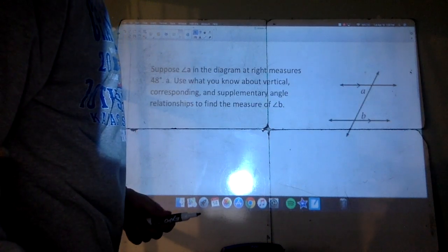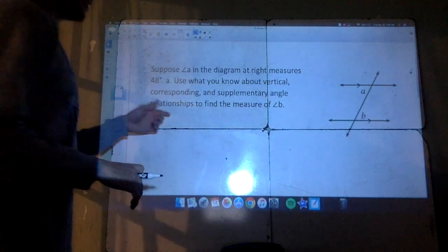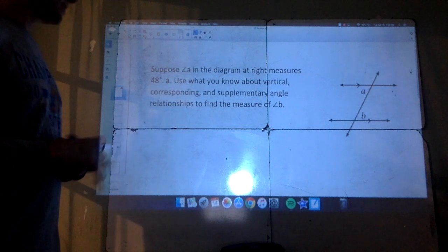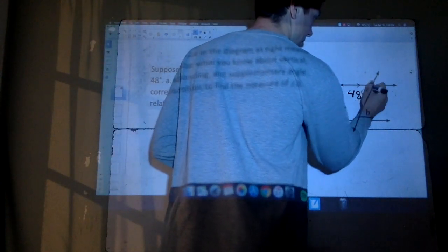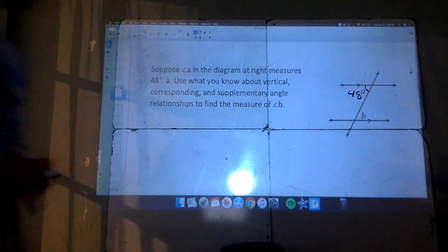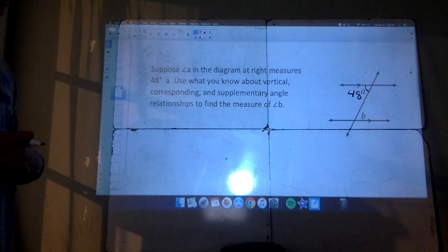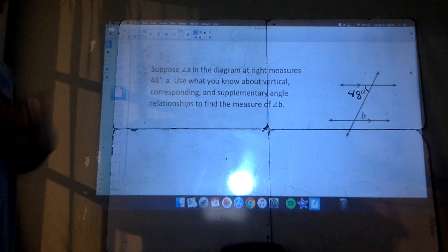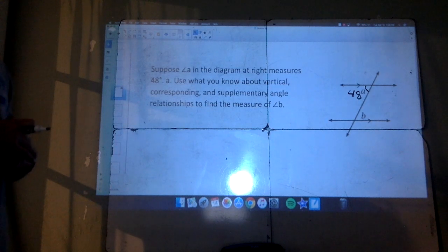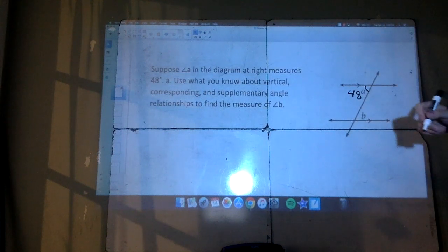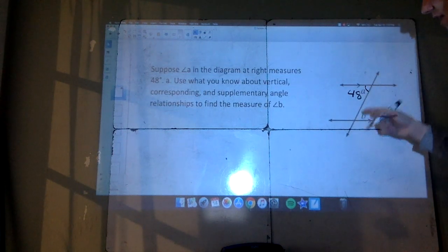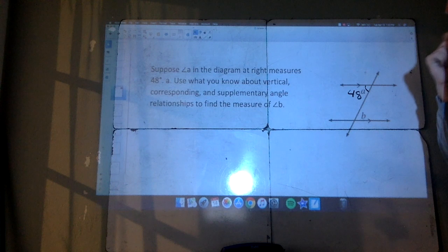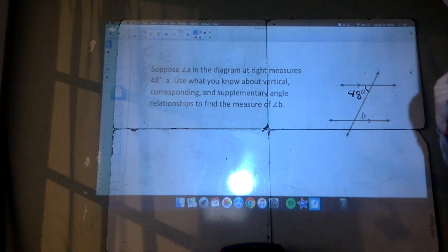Next on our agenda is, let's pretend angle A is 48 degrees. So A right here is 48 degrees. How could we find angle B? How could you prove you know what angle B is instead of just guessing? So I want you to think about that for a little bit. How could you find angle B? What relationships would you use?